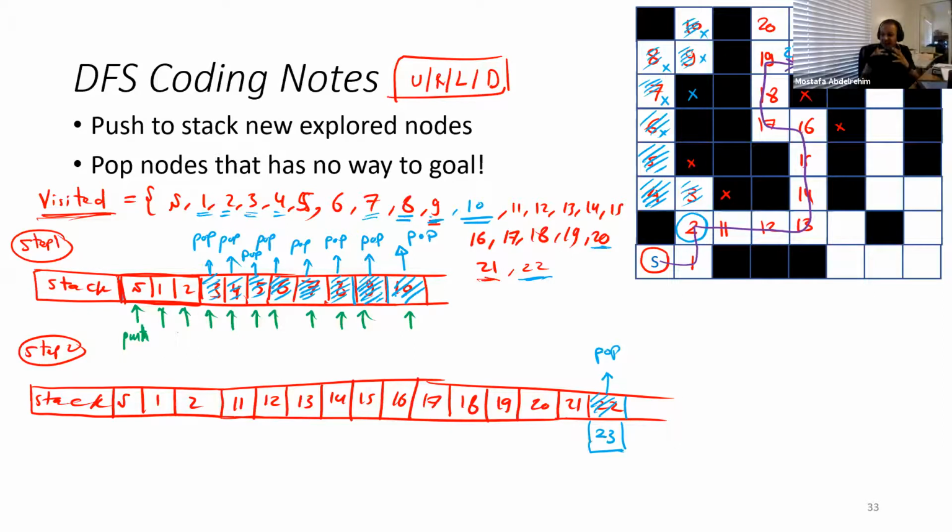And what's our ending stack? This is our stack now. Start, 1, 2, 11, 12, 13, 14, 15, 16, 17, 18, 19, 20, 21, 23. Remember, we removed the 22. We popped it out from the stack and we put 23 in its place.